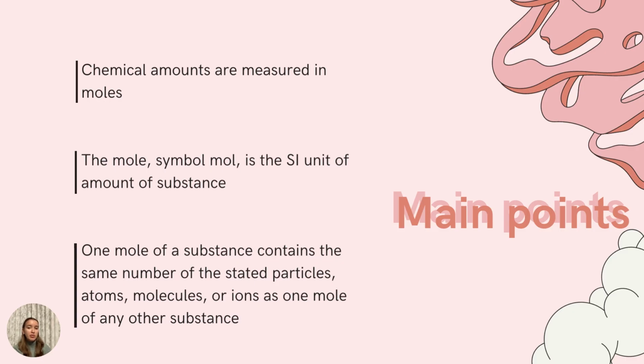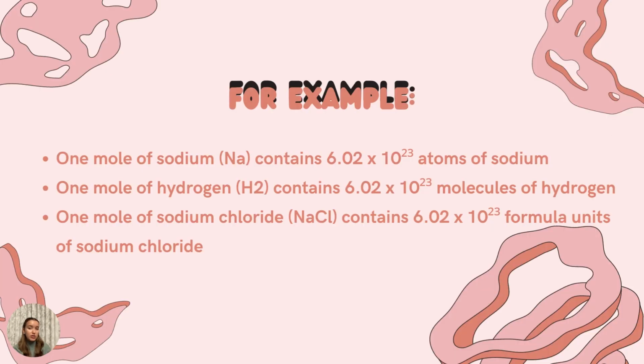Now, some main points about the mole are that chemical amounts are measured in moles, and the mole, which has the symbol mol, is the SI unit for the amount of substance that we have in a certain problem. And 1 mole of a substance contains the same number of the stated particles, which can be atoms, molecules, or ions, as 1 mole of any other substance that we take into consideration.